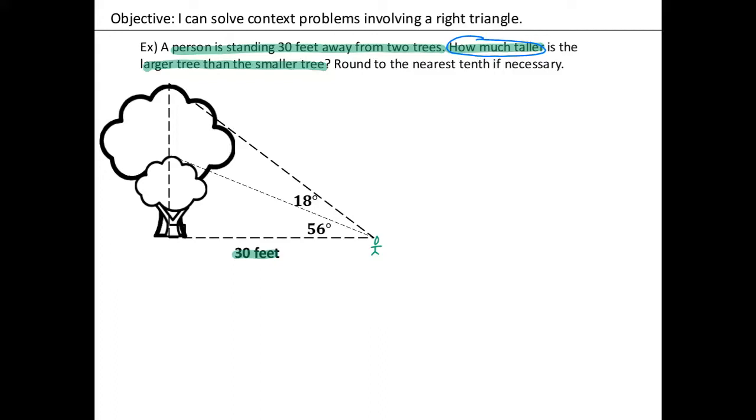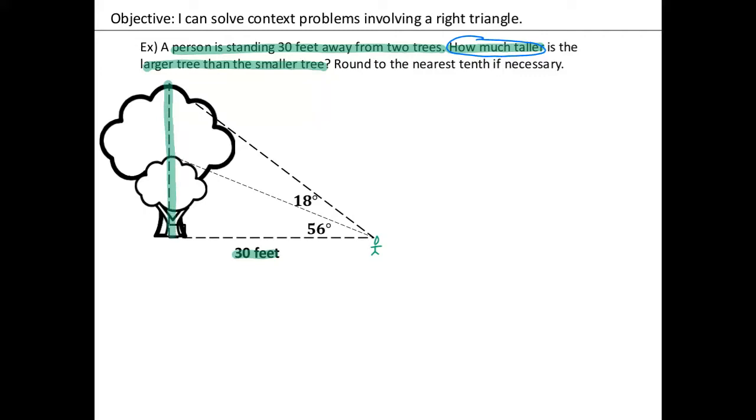So go ahead, Lefty, tell your partner, what do you think we're going to do to solve for the difference in heights for the trees? All right, so again, that's good. We are going to take the bigger tree's height and the smaller tree's height, and we're going to subtract them to figure out how much taller the big tree is, okay? Now, I have two triangles right here, and they're overlapping. Sometimes that can be confusing, so I'm going to split them into two different triangles.